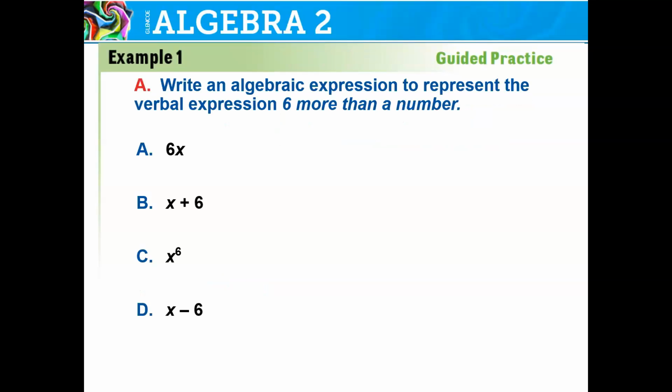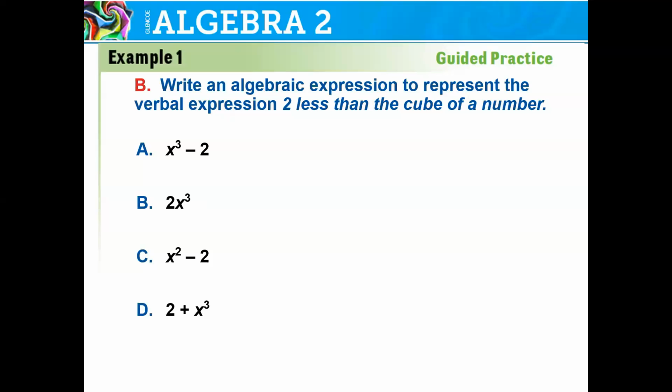Now it wants us to write an algebraic expression to represent the verbal expression of 6 more than a number. More and increased work hand in hand. They're synonyms. A number, once again, represents a variable. So we're looking for an option that has a number increased by 6, or 6 more than the number. That should correspond to b, x plus 6.